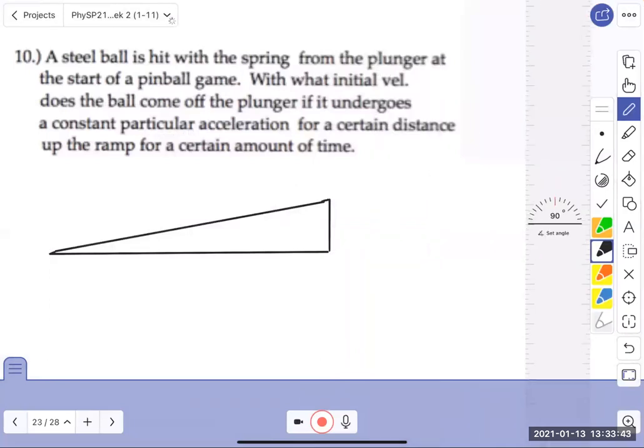Okay, a steel ball is hit with a spring. Now, in AP we will work all these problems, but we will work maybe, if we have time, and maybe in June, we'll start working problems like this. Here's your ball that you pull the plunger back, let it go, you know?